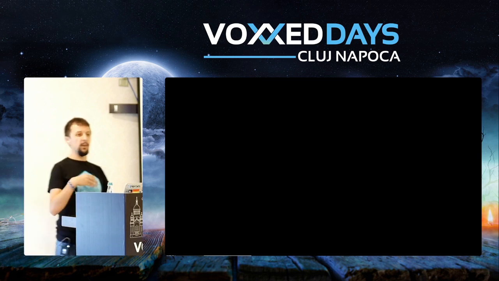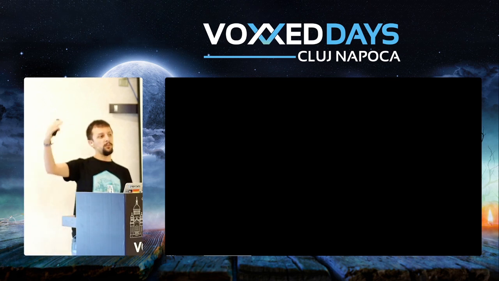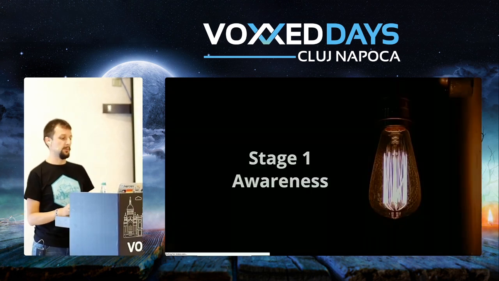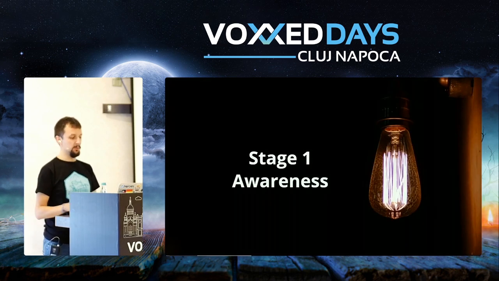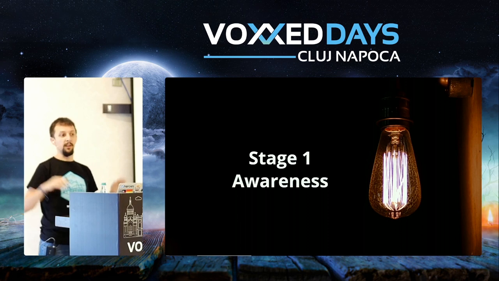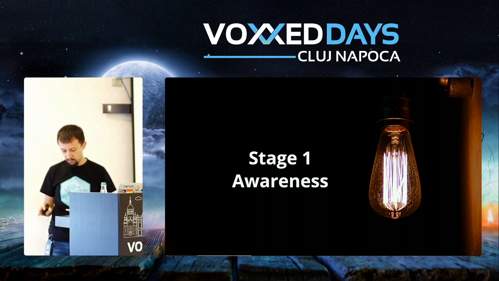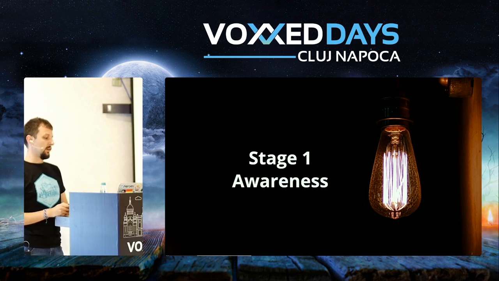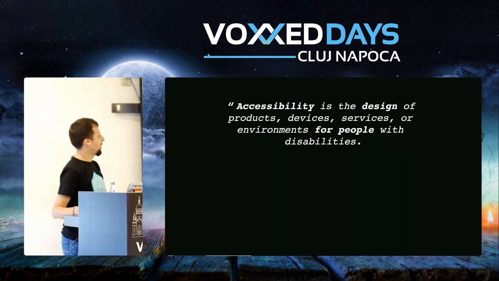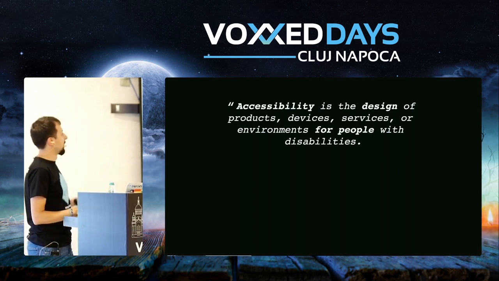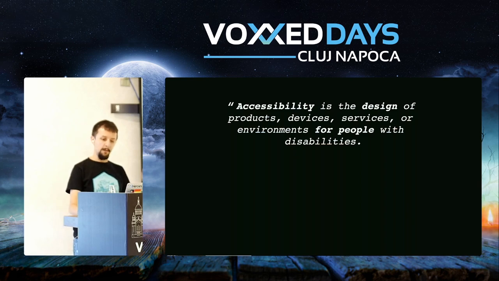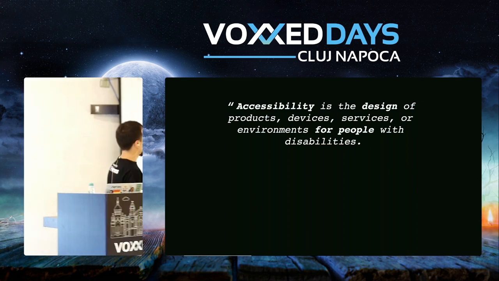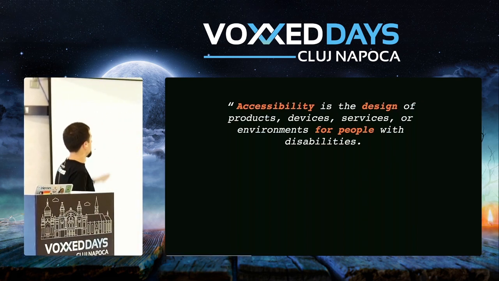So in this talk, I'm going to try to get you through a couple of stages that I personally went through when I started understanding what accessibility is about. We're going to start from the first one, awareness. At the first stage, you have no idea what accessibility is about. According to Wikipedia, accessibility is the design of products, devices, services, or environments for people with disabilities.